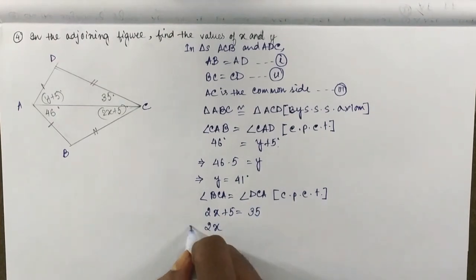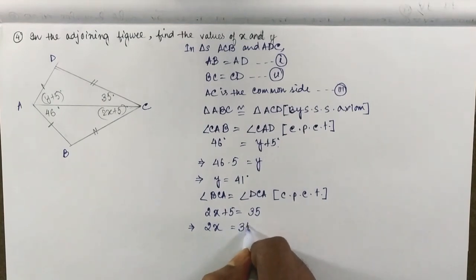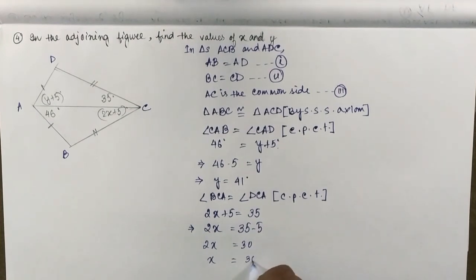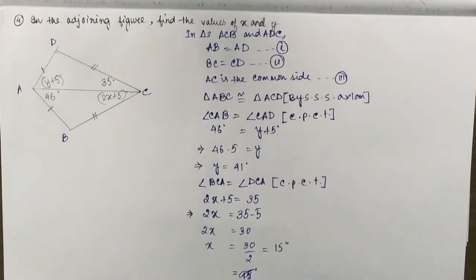Now this plus 5 will go to that side and it will become minus 5. So we are having 2x equal to 30 degree, or x equal to 30 by 2. So the value of x equal to 15 degree and that of y equal to 41 degree.